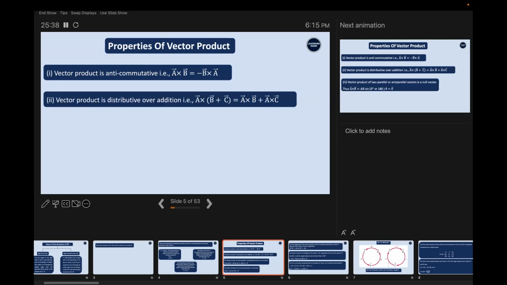So the next point says vector product is distributive over addition. Meaning A vector cross the sum of B and C is the same as A cross B plus A cross C. So A vector cross the sum of B vector and C vector is the same as A cross B plus A cross C, meaning you are distributing that A to each term in the addition.